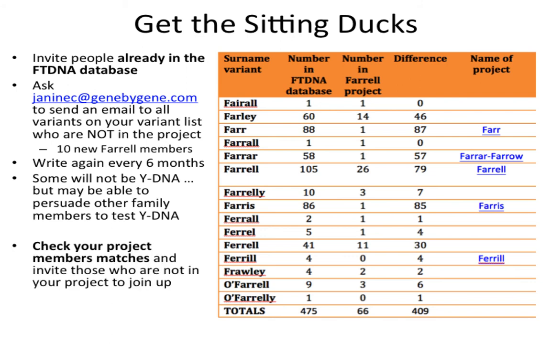Secondly, within your project, over time, as more people join, you'll find that they have matches with your surname of interest, and those matches are not in the project. So the other thing you can do, and this is what I did with the Farrell project, is to check which of the Farrells in the project had matches who were also Farrells, but weren't actually in the DNA project. I wrote to them, and 2 more people joined the project. So in the space of 4 weeks, I got 12 new members. It's well worthwhile doing, and all it took was 2 emails, and that was it.